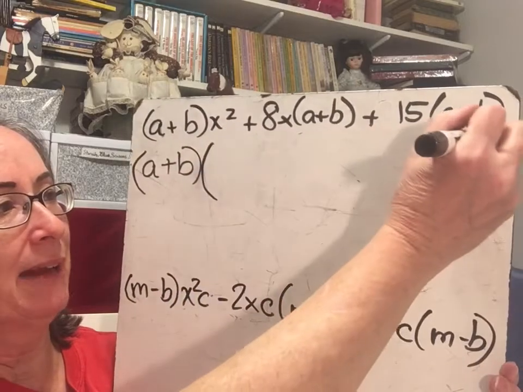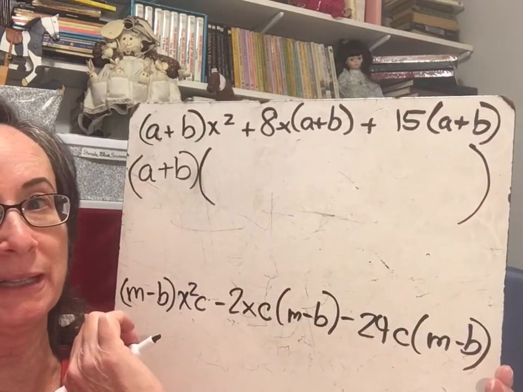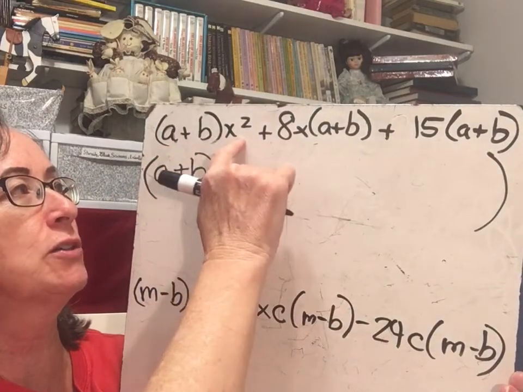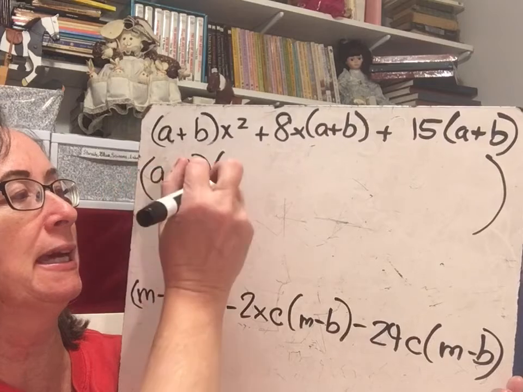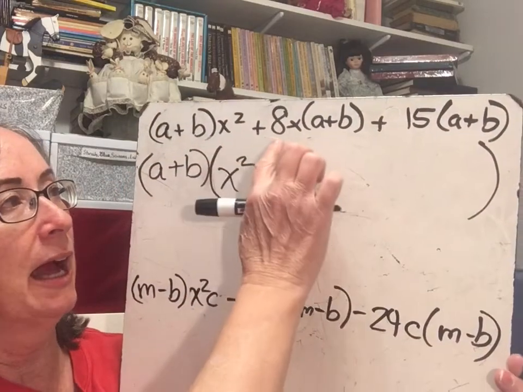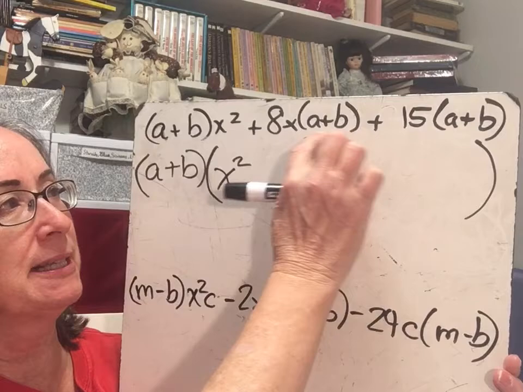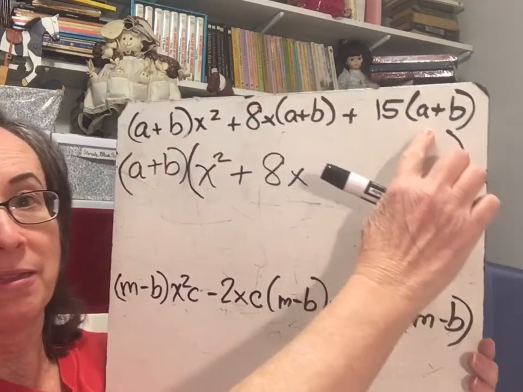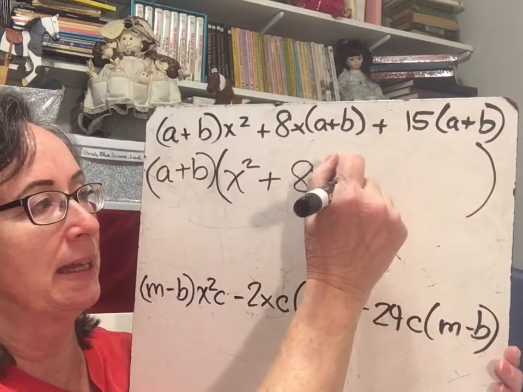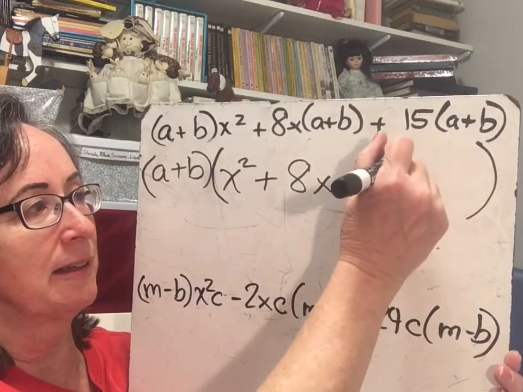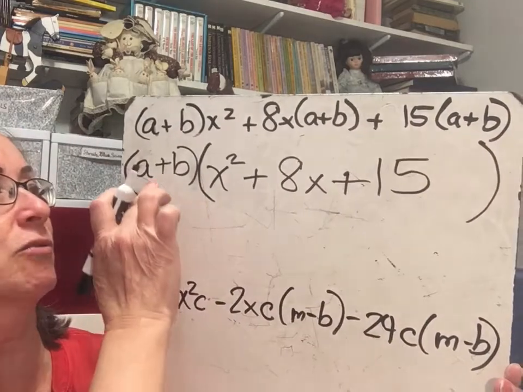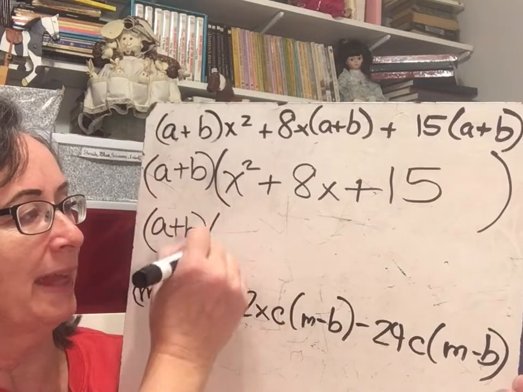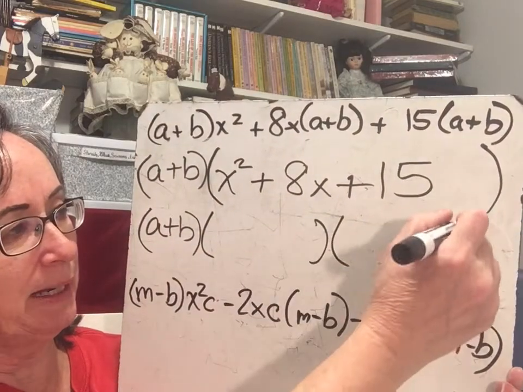then I'm going to have a whole big parenthesis that's going to contain a trinomial. So I look at this first term, I pull out my A plus B, and I have an x squared left. I look at the second term, I pull out this A plus B, and I have an 8x left. I look at my third term, and I pull out the A plus B, and I have a 15 left. So now, all I have to do is write this down, A plus B, and factor the remaining trinomial.